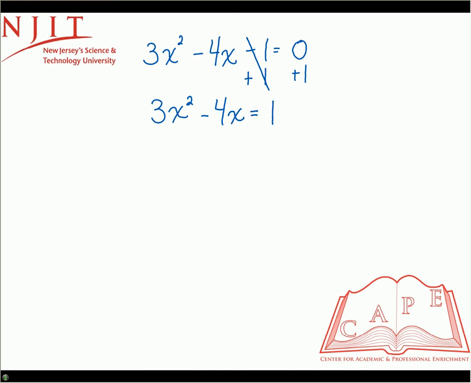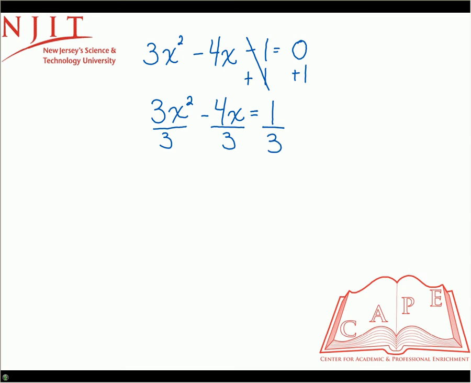Now the next step, which is very important, is that the highest degree term, in this case x squared, always has to have a coefficient of 1 no matter what. This is an absolute must. So in this case the coefficient is 3, so in order to make it 1 we have to divide every term in the equation by 3. So we're simply going to divide by 3, divide by 3, and divide by 3.